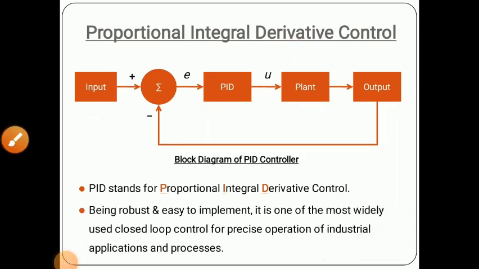Now we will read the statement. What is PID? It stands for proportional integral derivative control, and the advantage written below is that it is robust and easy to implement. It is one of the most widely used closed loop controls for precise operation of industrial applications and processes. So it is very robust and easy to implement, and that's why it is so widely used.